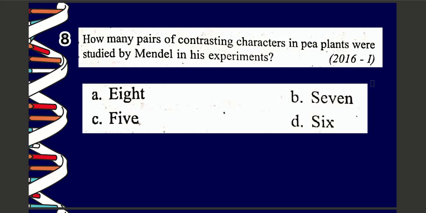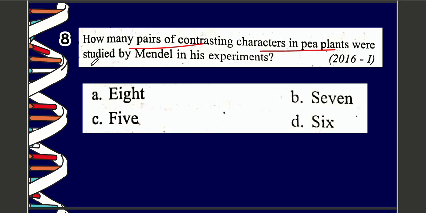Next question. Question number 8. How many pairs of contrasting characters in pea plants were studied by Mendel in his experiment? Options are A 8, B 7, C 5, D 6. The correct option is option number B, which is 7.